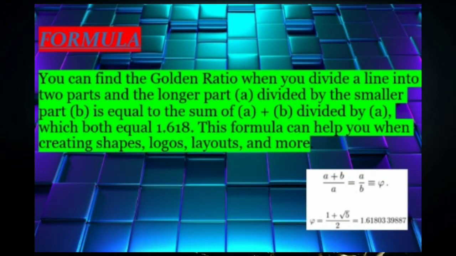Formula. You can find the golden ratio when you divide a line into two parts, a longer part and a shorter part. When the longer part A is divided by the smaller part B, the result is equal to the sum of the longer part plus the smaller part divided by the longer part. In equation form, it comes out as A plus B divided by A equals A divided by B. And this formula helps you in creating shapes, logos, layouts, and much more.